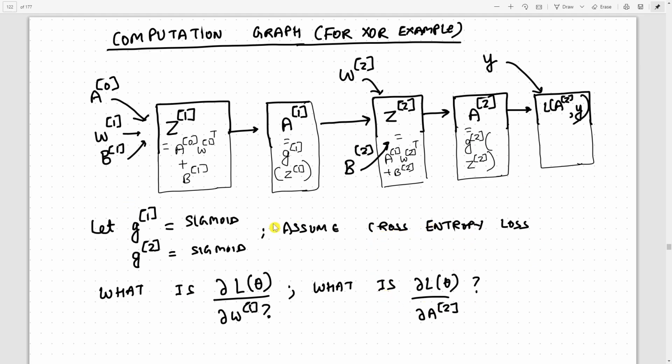So the question that we're trying to answer is: what is the derivative of the loss, which is a function of the parameters theta, with respect to one of the parameters W1. Theta consists of W1, capital B1, W2, and capital B2, and we're trying to compute the gradient of the loss with respect to W1. For that we'll also need to compute many of the other gradient terms with respect to, let's say, A2, Z2, A1, Z1, and we'll just see how all of these quantities are computed.